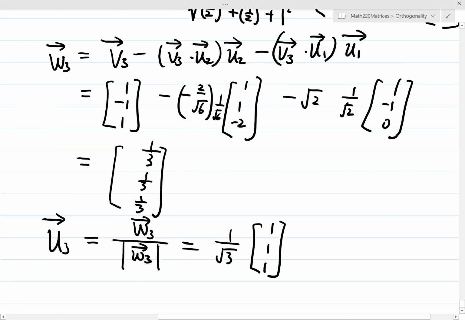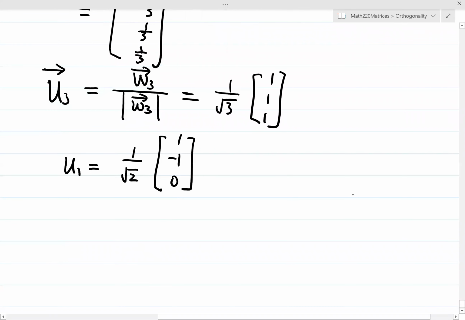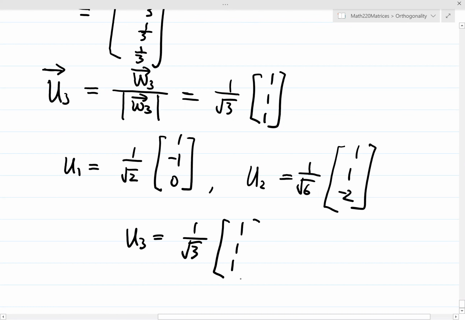Let me write them down so you can check. U1 is this, and U2 is this. You can check that U2 is a unit vector, and that the dot product is 0. And U3 is 1 over root 3, 1, 1, 1. You can check that the three are orthogonal to each other and they are unit length. So we are done. And the choice is not unique.